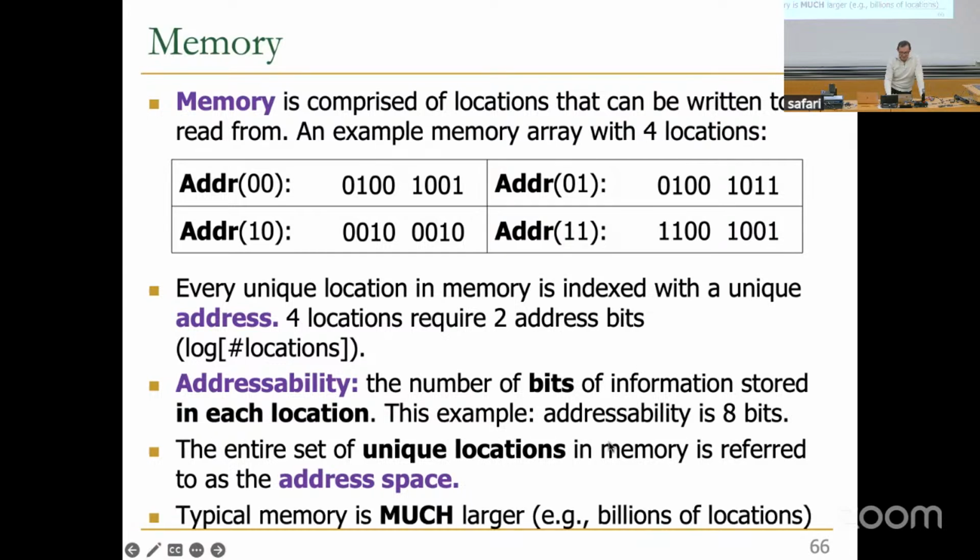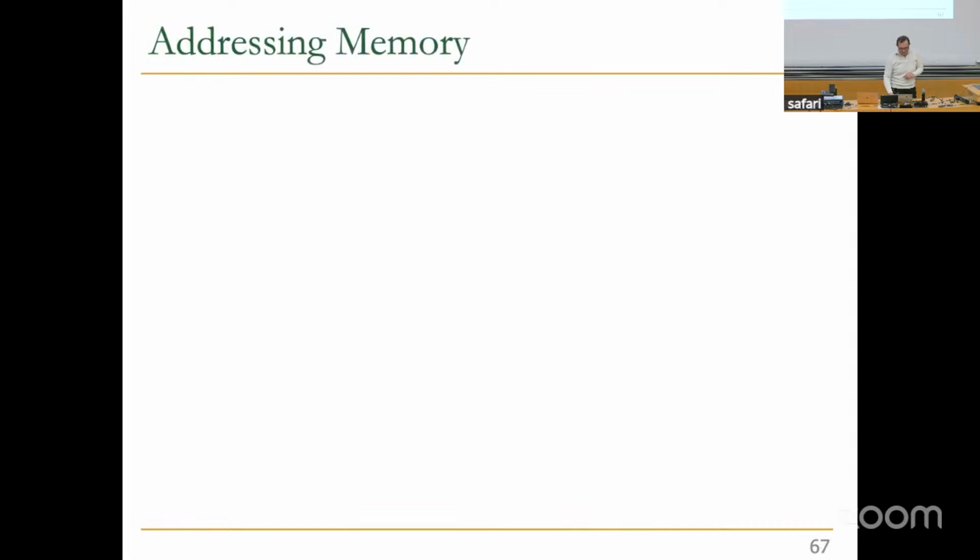Okay, a real memory is much larger, billions of locations. And each location may have more than 8 bits, right? Okay, we're going to see those memories again later on. Now we're going to build a very simple memory, but the basic concept is applied to later memories also. So how do we address memory?